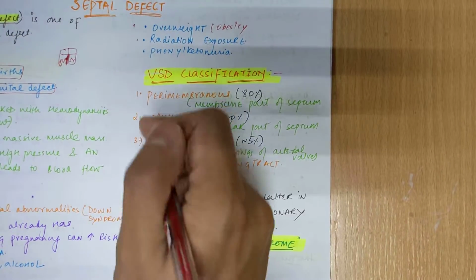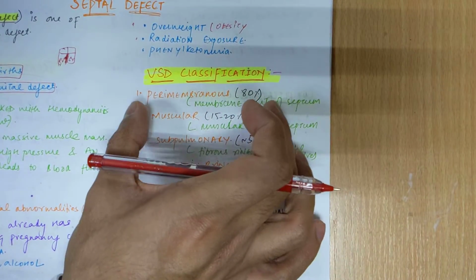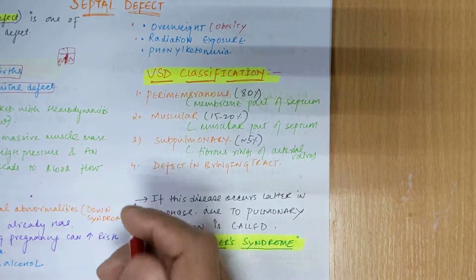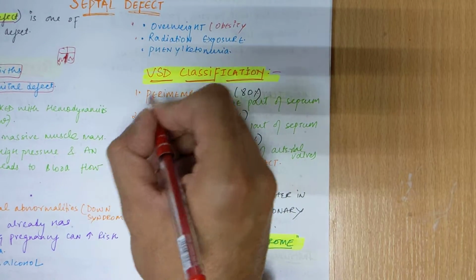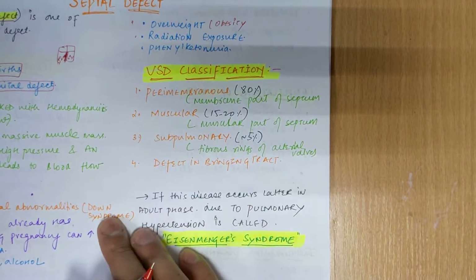Now, VSD classification. We have 4 classifications, basically based on the location in the membrane of the interventricular septum. First is perimembranous. It is the most common, around 80% develop in this area. Then come muscular, subpulmonary, and inlet defects.